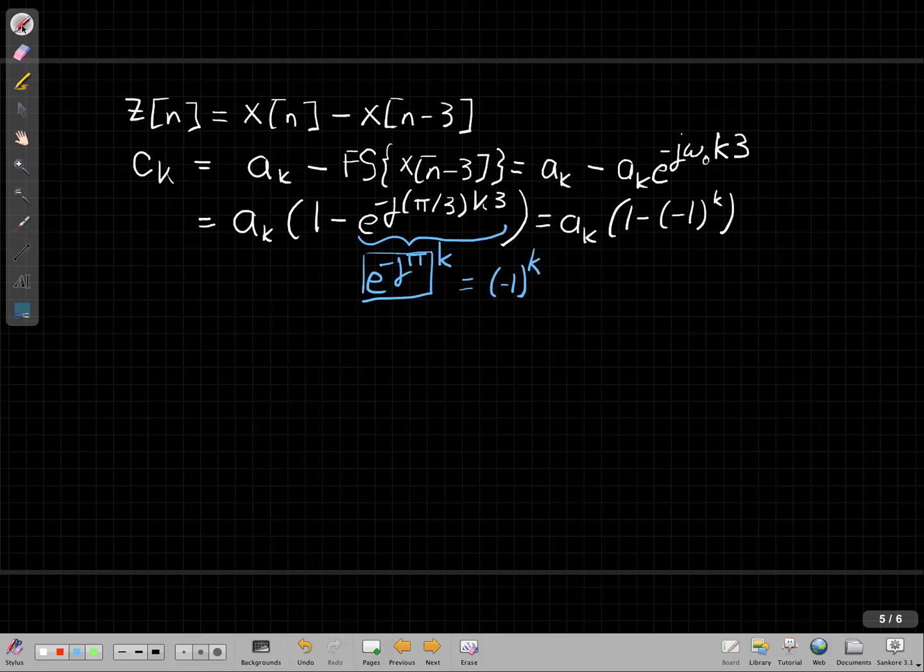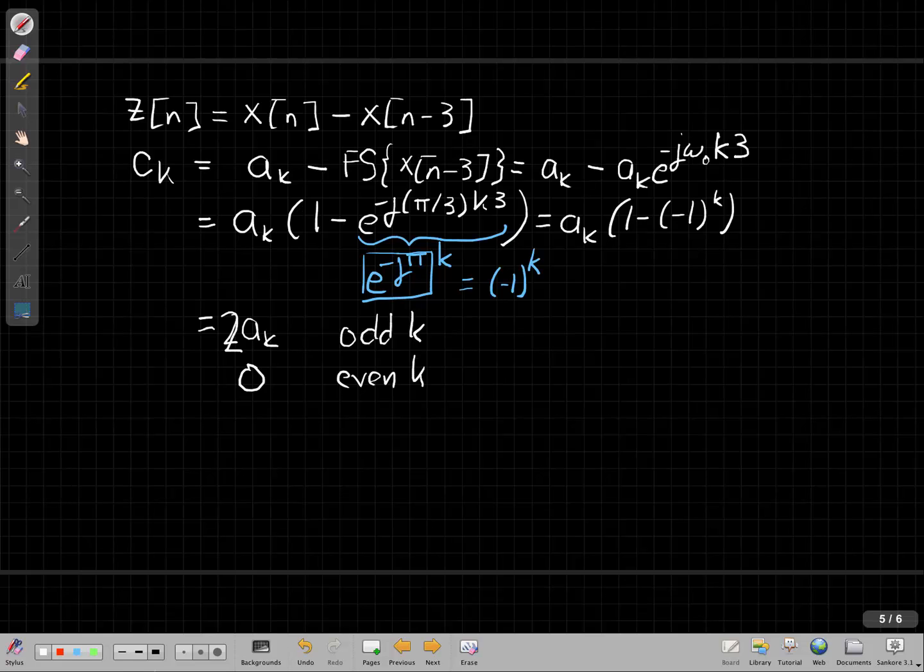And then if I look at this, here's where the simplifying property comes in. When k is even, minus 1 to an even power will be 1. So I'll have 1 minus 1, and this is 0. So what this is saying is, for odd values of k, this will be a negative 1. So 1 minus a negative 1 will be 2. So I get 2 times a sub k for odd k, and 0 for even k.